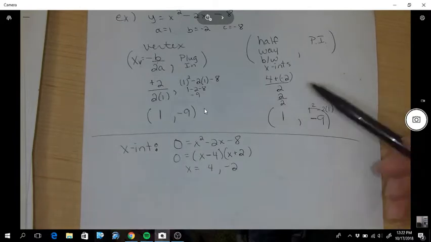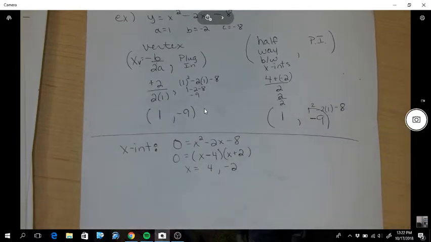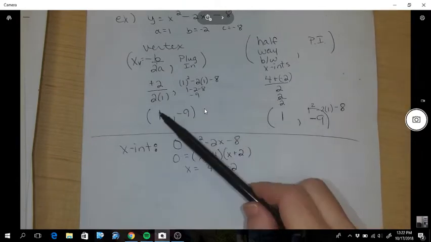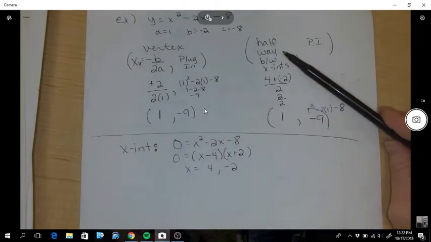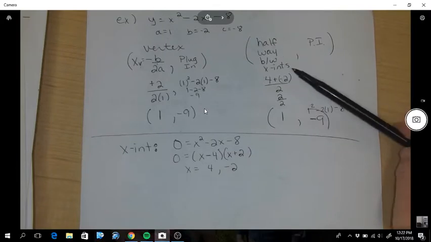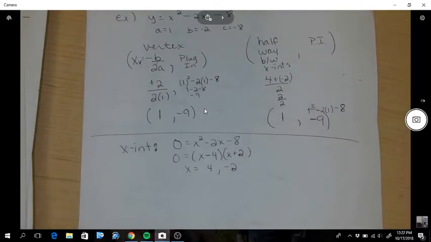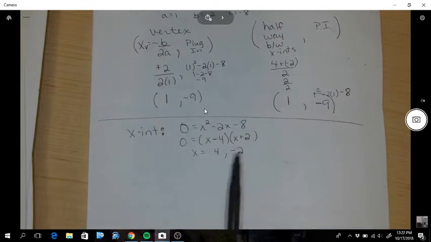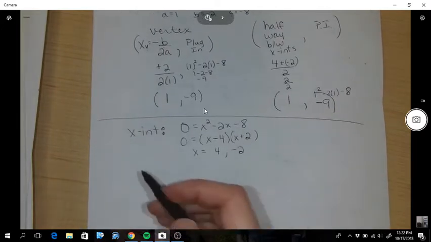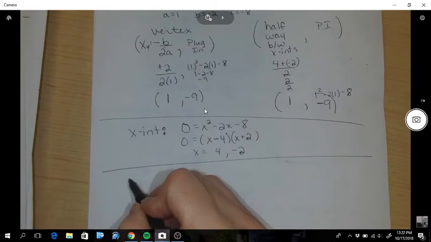Okay, so the vertex, you can find it by negative b over 2a, which will always work. And you can also find it by going halfway between the x-intercepts, which only works if there are x-intercepts. Okay, so we know how to find x-intercepts. Let's do some other stuff here.